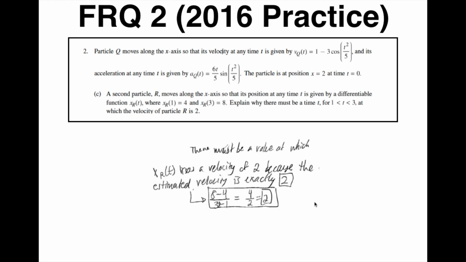Lastly, student C says, there must be a value at which x sub r of t has a velocity of 2 because the estimated velocity is exactly 2. We can see here that the intention of student C is correct. They find that the average velocity is 2, but they use a wrong term, the estimated velocity, that's unrelated, and therefore one of the 2 points was not earned.